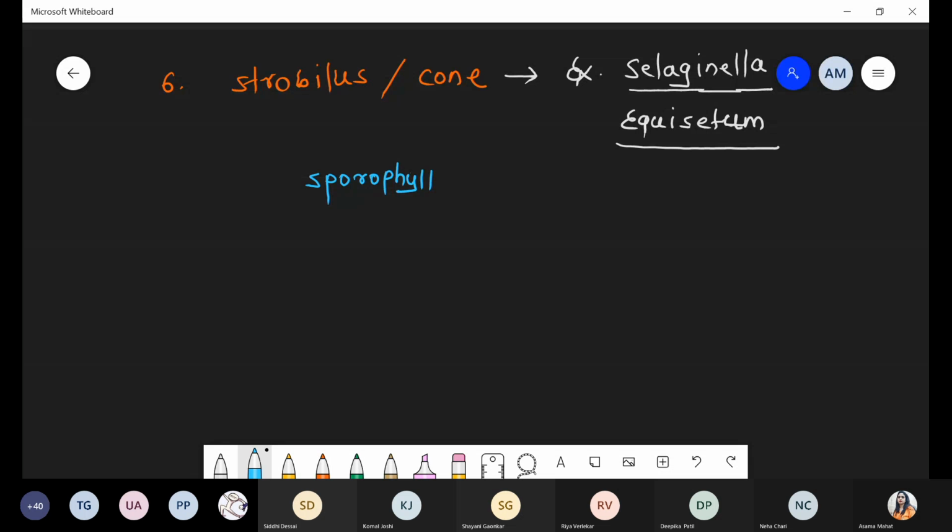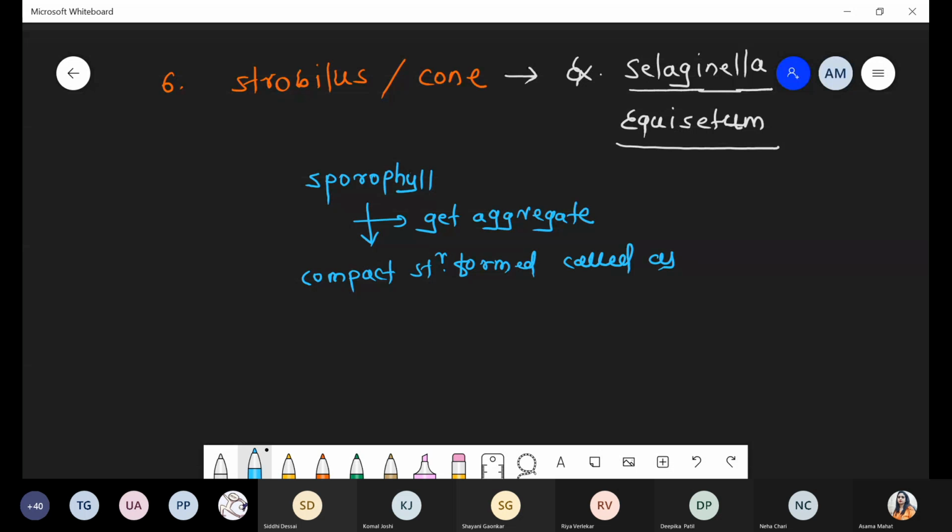So now we are talking about this sporophyll. What is the meaning of this sporophyll? Sporophyll means the leaf that consists of the sporangia. That's why we are talking about the typical structure of the sporophyll. Now what happens? These sporophylls get aggregated. They get together. After the aggregation, they form a compact structure. Finally, a compact, complex structure is formed, and such a structure is called a strobilus, or it is also called a cone. So please remember, the strobilus or cone is present in a few members.